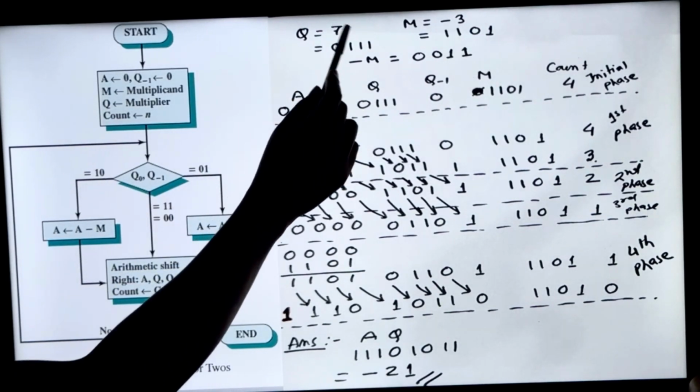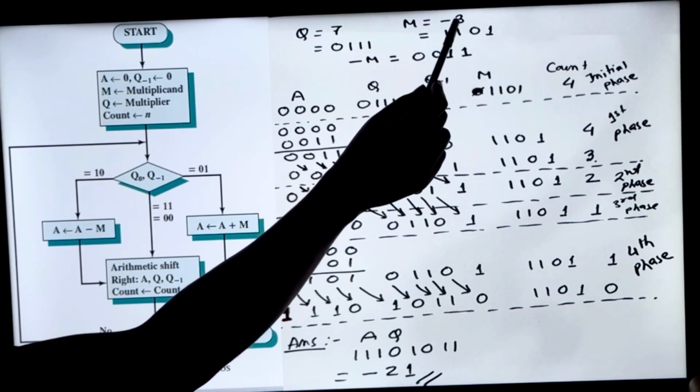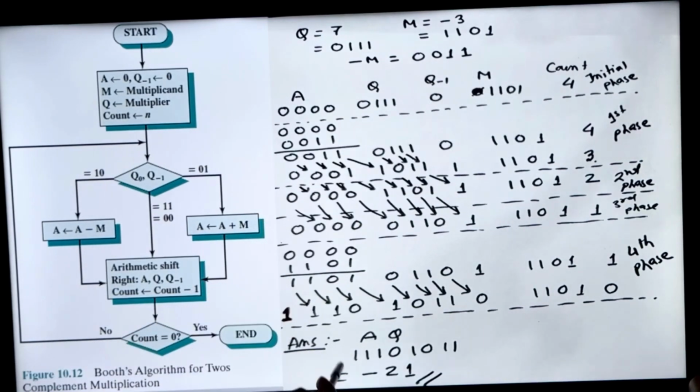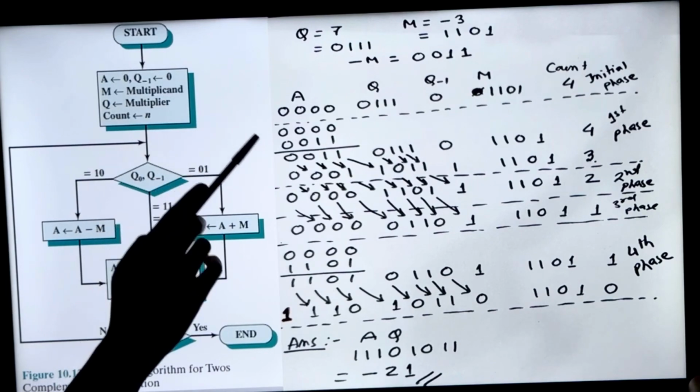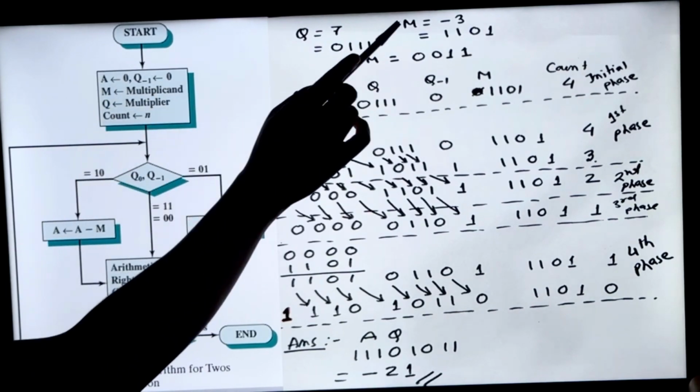So I have Q equals 7. This is 7. This is -3. So I have converted them back to binary. And in Booth's algorithm, one more thing I need is -M.